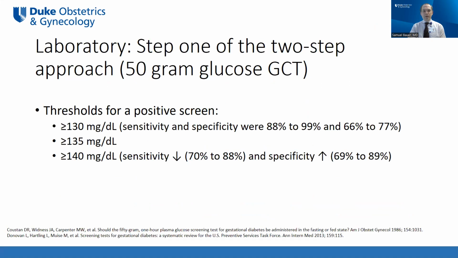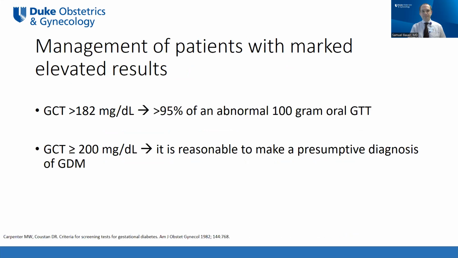From a laboratory perspective, when we're thinking about the thresholds, the really important thing to keep in mind is that if you have an initial threshold of 130 or greater, you are going to have more sensitivity, and as you increase to 140, you will start to get some decrease in sensitivity, but you will get an increase in specificity. So it's a balance between the 2 tests.